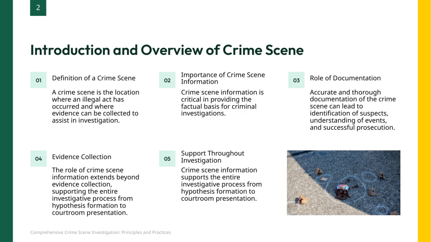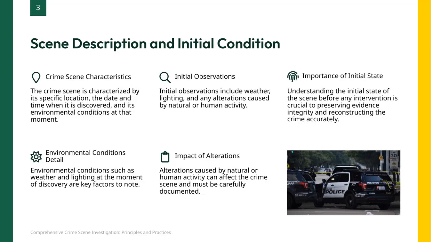When we talk about a crime scene, the first thing to consider is its specific location, along with the date and time it was discovered. These details set the stage for everything that follows. Equally important are the environmental conditions at that exact moment. Things like weather and lighting play a big role in how the scene looks and what evidence might be affected.